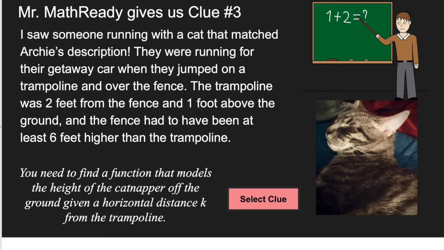Mr. Mithridy says, I saw someone running with a cat that matched Archie's description. They were running for their getaway car when they jumped on a trampoline and over the fence. The trampoline was 2 feet from the fence and 1 foot above the ground, and the fence had to have been at least 6 feet higher than the trampoline. You need to find a function that models the height of the catnapper off the ground given a horizontal distance, k feet from the trampoline.